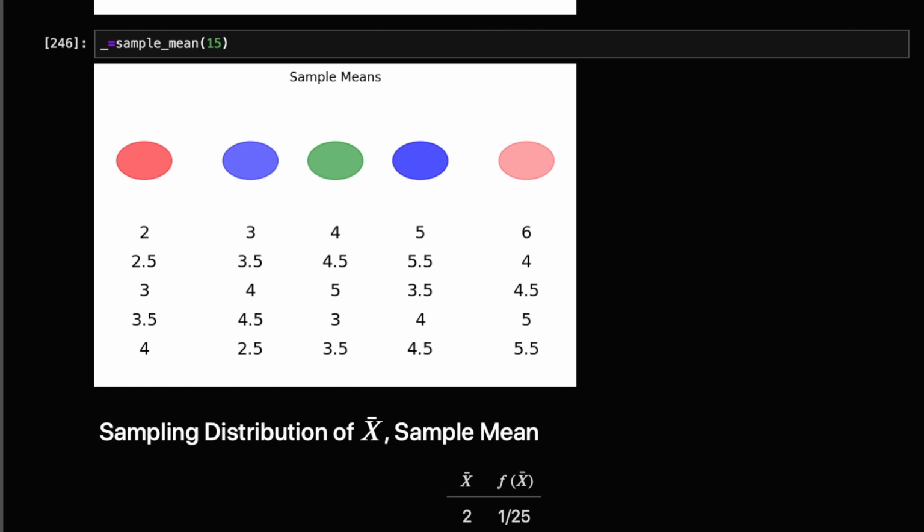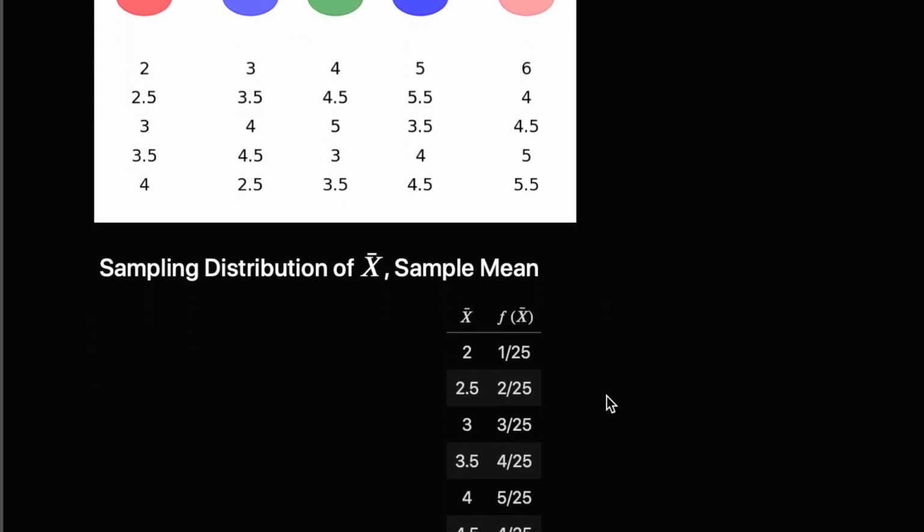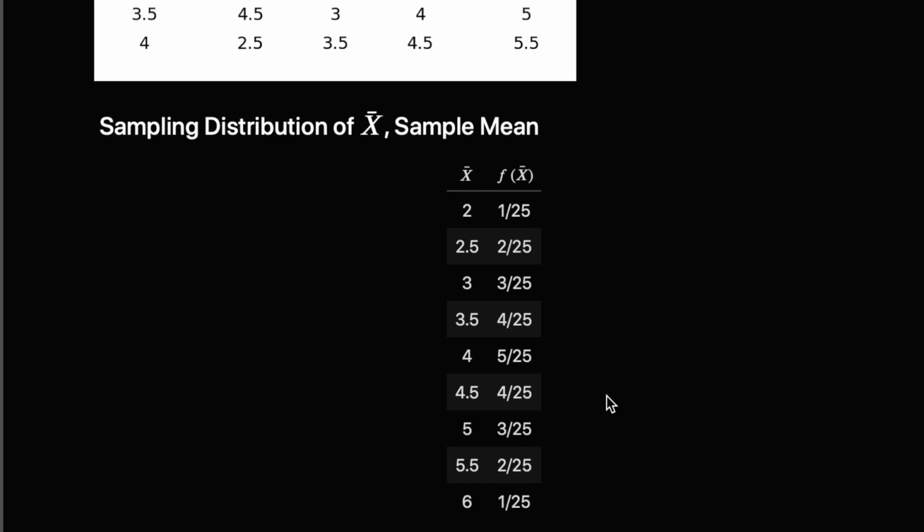For 25 possible samples, we get 25 different sample means. We use the symbol X bar to represent the sample mean. Since now we have 25 sample means coming from different samples, each having its own probability of being picked, we can demonstrate this in a table. Now what we have is a sampling distribution of a statistic, and that statistic in this context is the sample mean. A statistic is a random variable when derived from a random sample. That is why we have a distribution of its possible values with their associated probabilities.